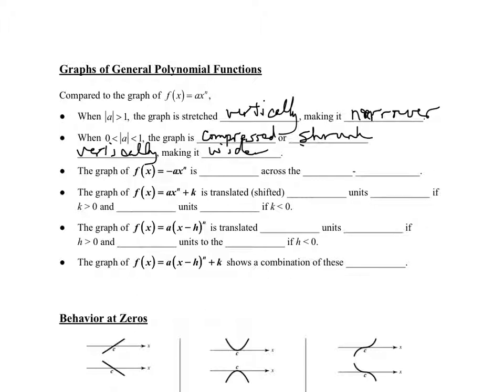All right, if that a value happens to be negative, what I do know is this graph is reflected across the x-axis.